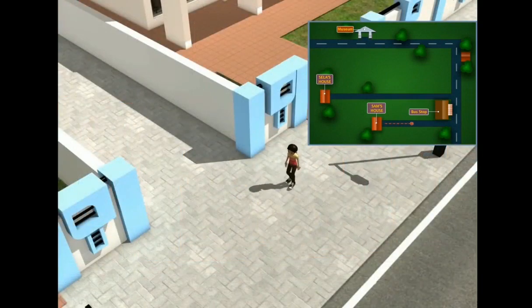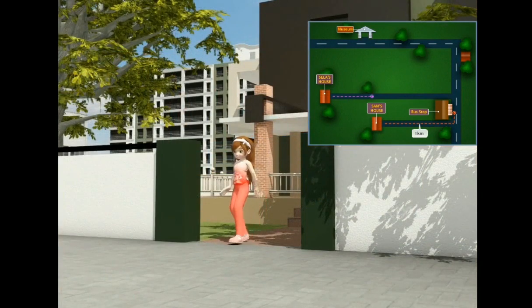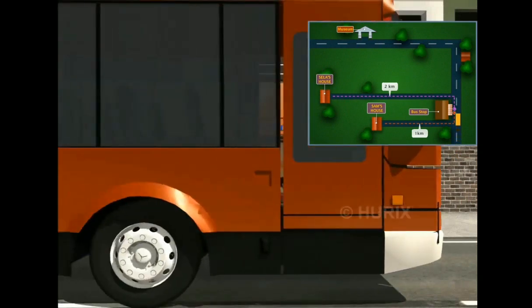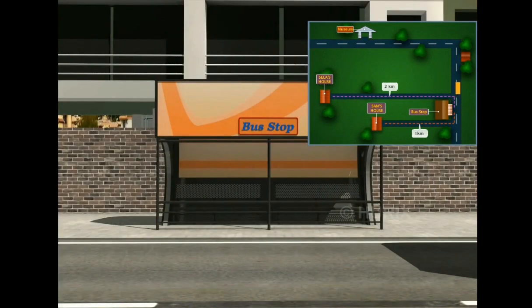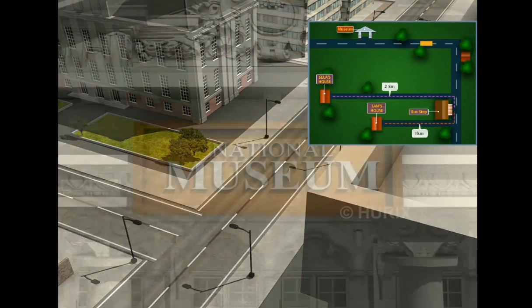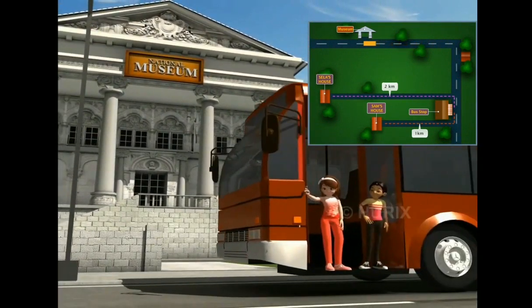Sam walks 1 kilometer from his house to the bus stop. Sela walks 2 kilometers from her house to the bus stop. Both Sam and Sela board the bus to take them to the museum. The bus takes 1 hour to reach the museum.